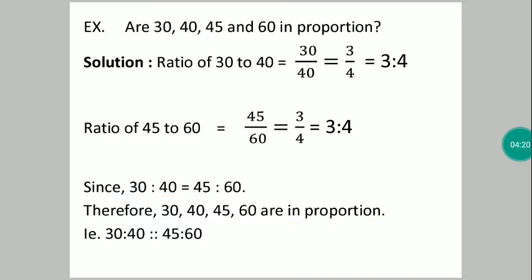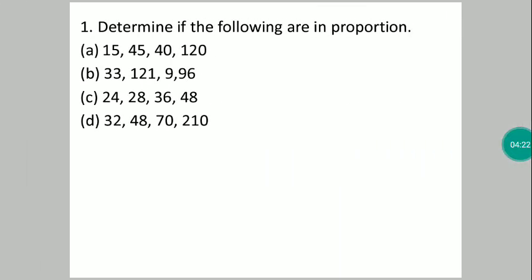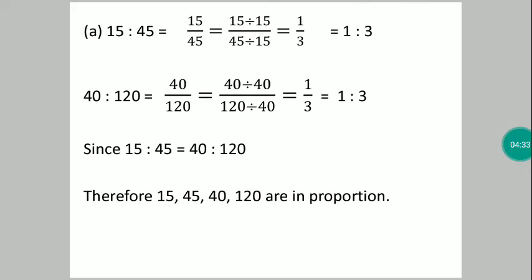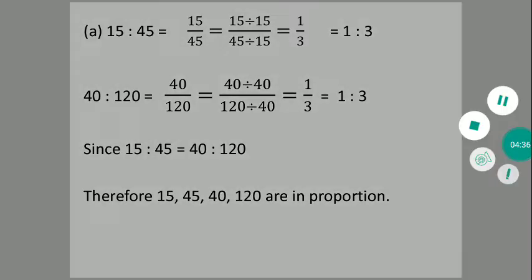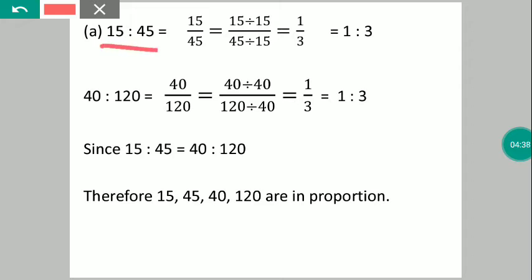Now we start exercise 12.2. Question number 1. Determine if the following are in proportion. First, A: 15, 45, 40, 120. The ratio of first two quantities is 15 is to 45, 15 upon 45. Divide numerator and denominator by 15. So 15 divided by 15 upon 45 divided by 15 is equal to 1 upon 3.